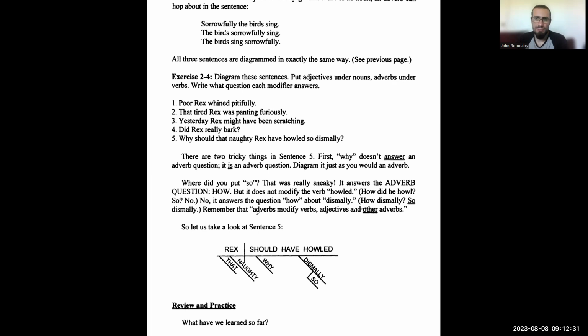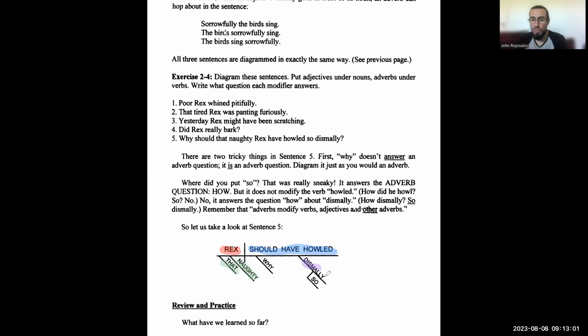So why? Sounds weird, right? It does sound weird. Okay. But how do we diagram it? Well, she diagrammed it down here. You have Rex. He's our subject. Where's our main verb and our helping verbs? Should have howled, right? These are the verbs. Well, then we have that and naughty. Okay, we saw those before. Those are adjectives. And then dismally, we have as an adverb.